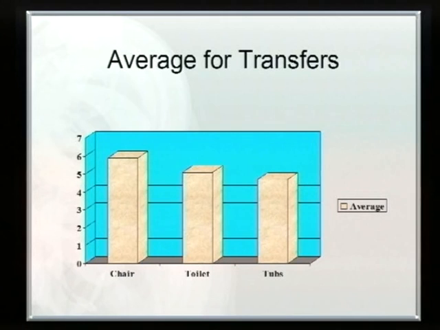And for transfers, these are transfers in and out of a chair, on and off a toilet, in and out of a bathtub. And the more difficult the task is, the lower the average score is. So that also makes sense.